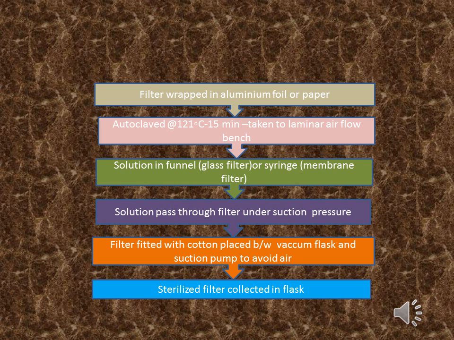How filter sterilization is done is discussed in the following steps. Filters are wrapped in aluminium foil or paper and then autoclaved at 121 degrees Celsius for 15 minutes and then taken to a laminar airflow bench. The solution is placed in a funnel having a glass type filter or a syringe having a membrane type filter. The solution is allowed to pass through the filters under suction pressure. A membrane filter or glass tube filled with cotton may be placed between the vacuum flask and suction pump to avoid entry of air, and the sterilized filtrate is collected in the flask.